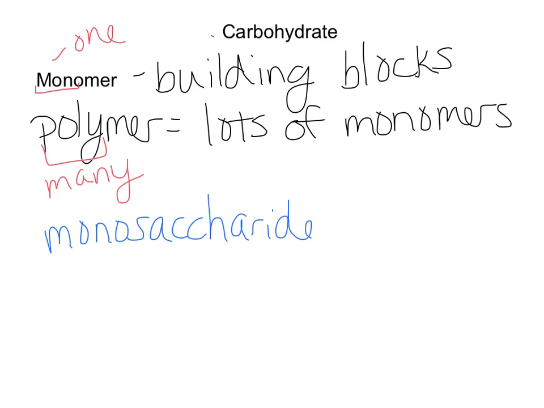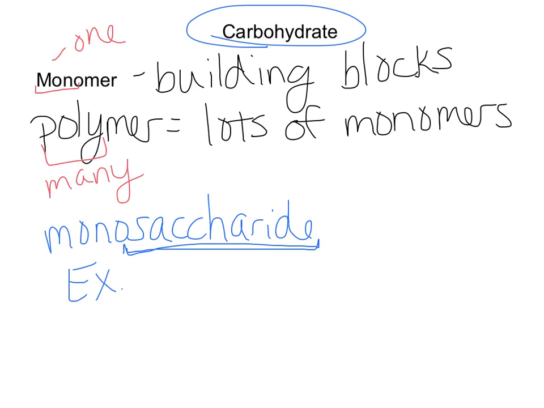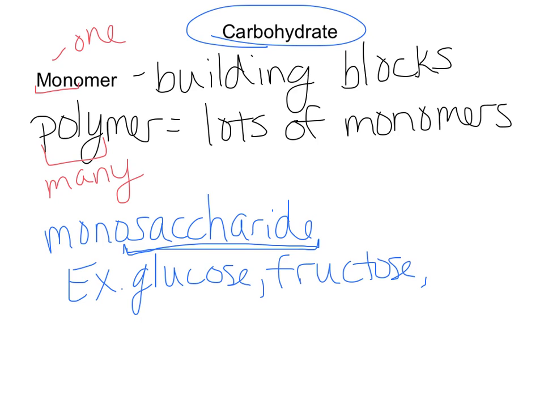So this is our monomer for carbohydrates or sugars. This saccharide here should cue you in that you're talking about sugars. So a monosaccharide is going to be the building block of our larger polysaccharides in carbohydrates. You have three basic monomers for carbohydrates: glucose, fructose, that's the sugar that you find in fruit, as well as galactose.